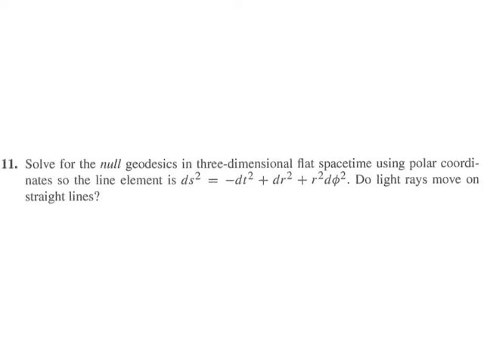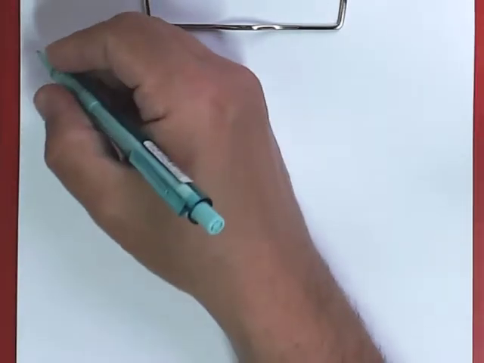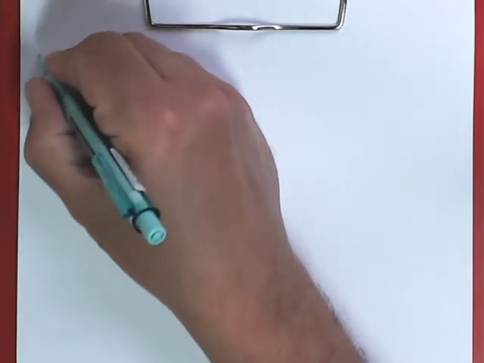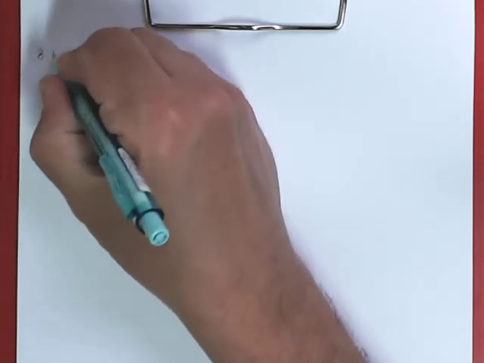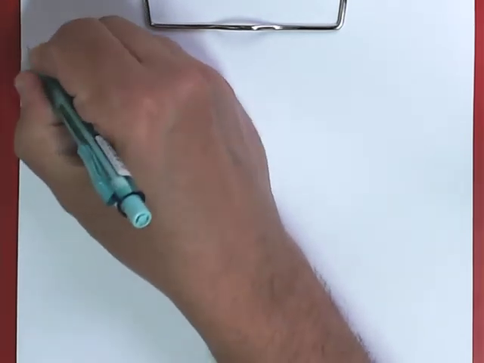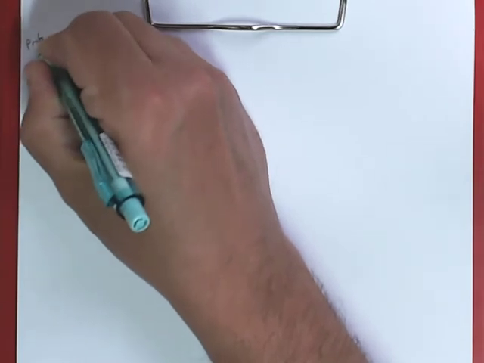So the next problem I want to look at is problem 11 from chapter 8. In this problem, they're asking us to solve for the null geodesics in the three-dimensional flat spacetime using polar coordinates. Do light rays move on straight lines? Now, I'm not going to solve this problem completely. In fact, I'm going to reduce it to the previous problem. I will obtain some equation and claim that this equation is already solved, which it is.